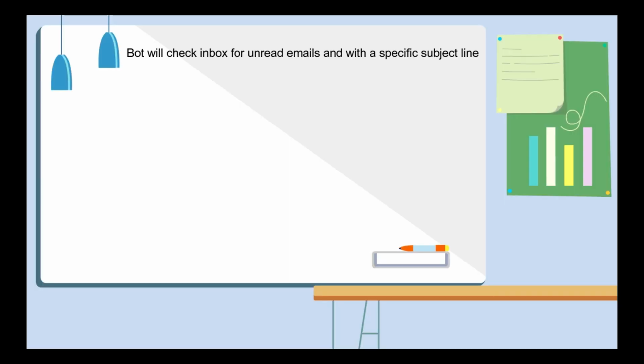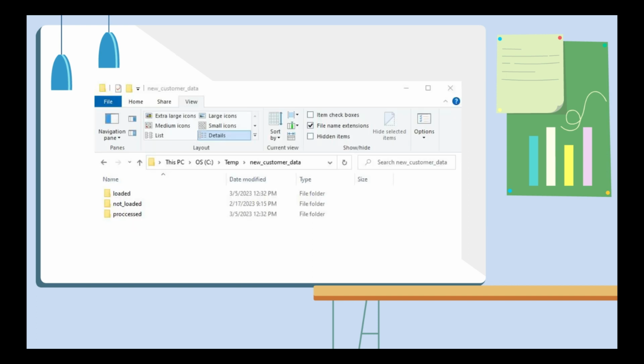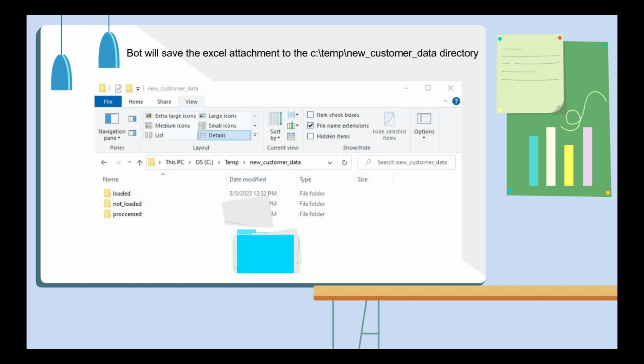Now we're going to walk through the steps of what the bot will do. It will check the inbox for unread emails with a specific subject line, which is new customer data for loading. Then it will save that Excel file to the C temp new customer data load directory where it can process this file.